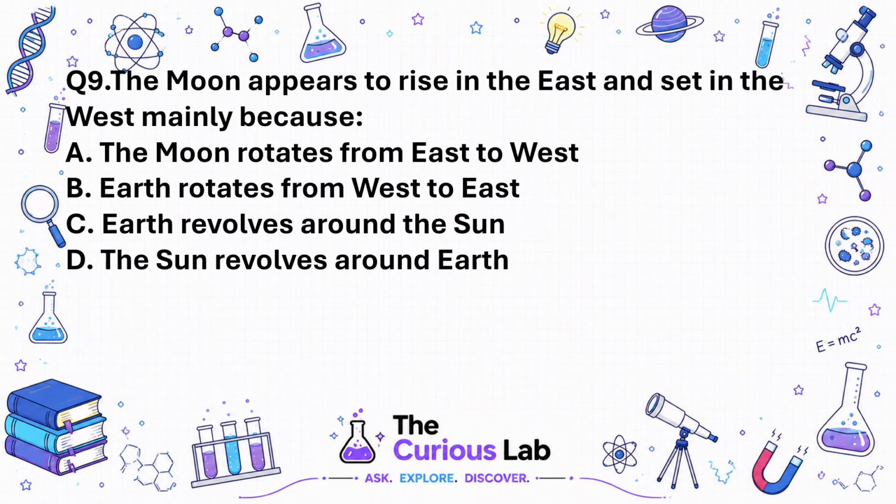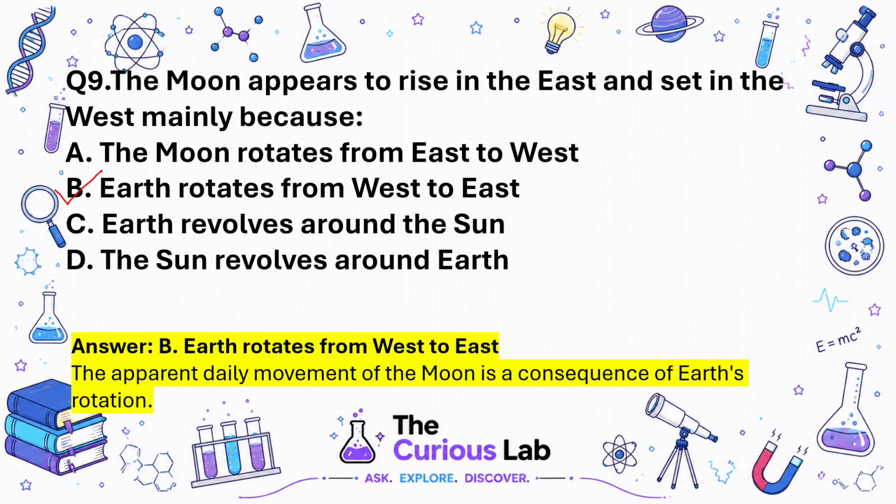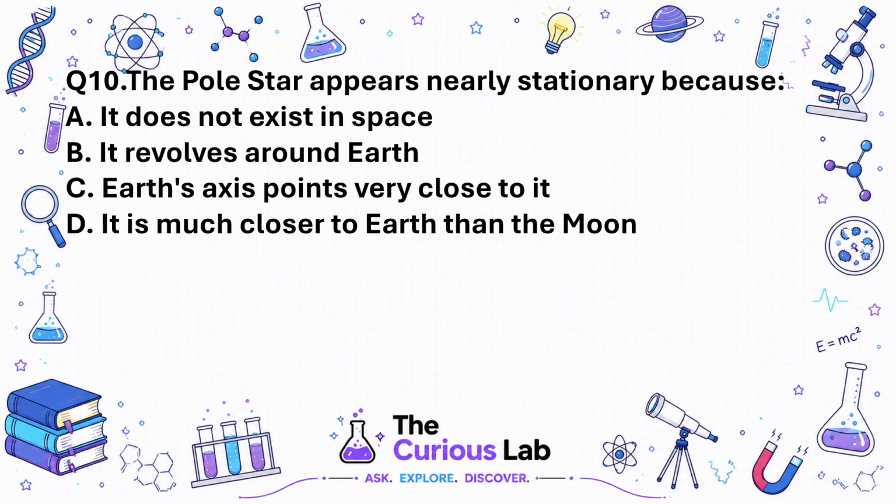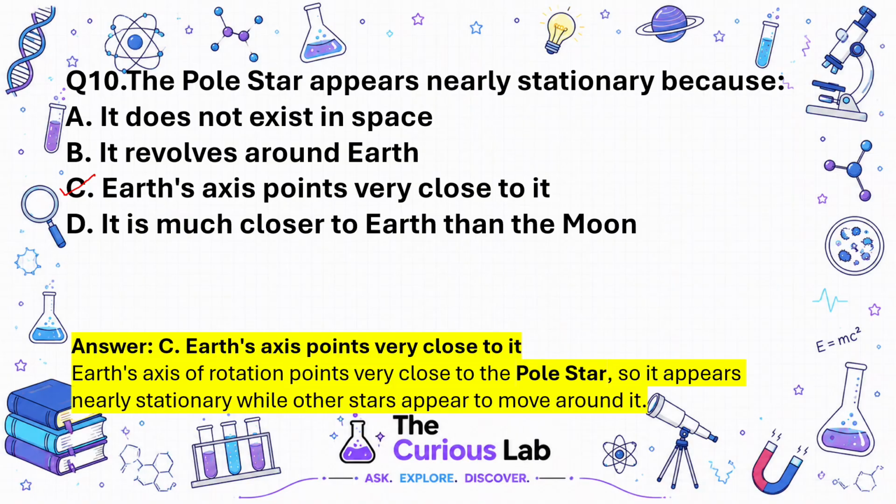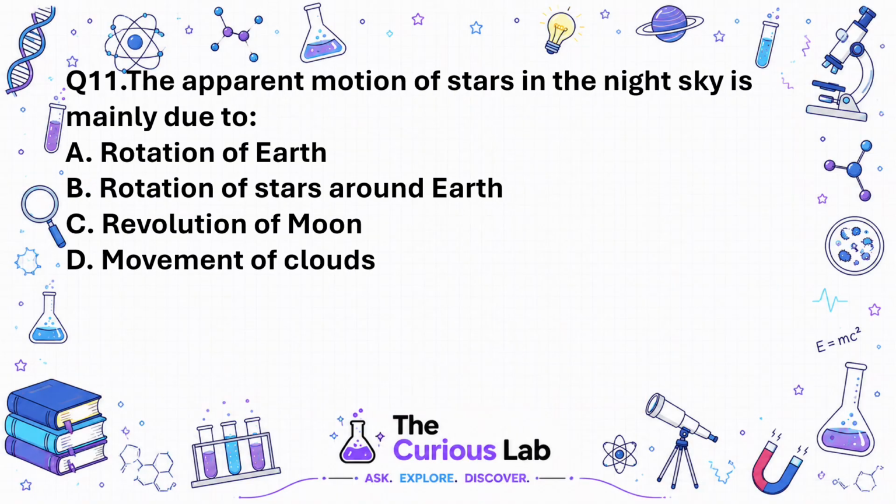Next question. The moon appears to rise in the east and set in the west mainly because the earth rotates from the west to east. Next question. The pole star appears nearly stationary because it is very close to the earth's axis. The answer is C. Next question. The apparent motion of stars in the night sky is mainly due to rotation of earth.